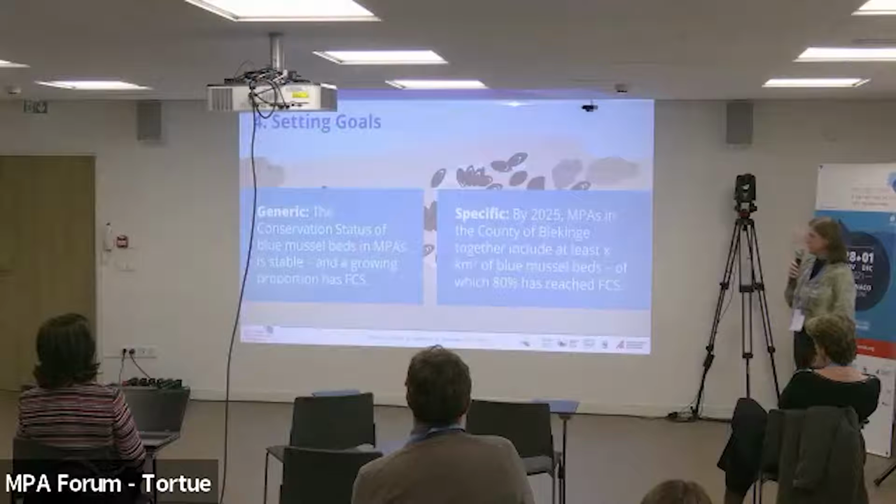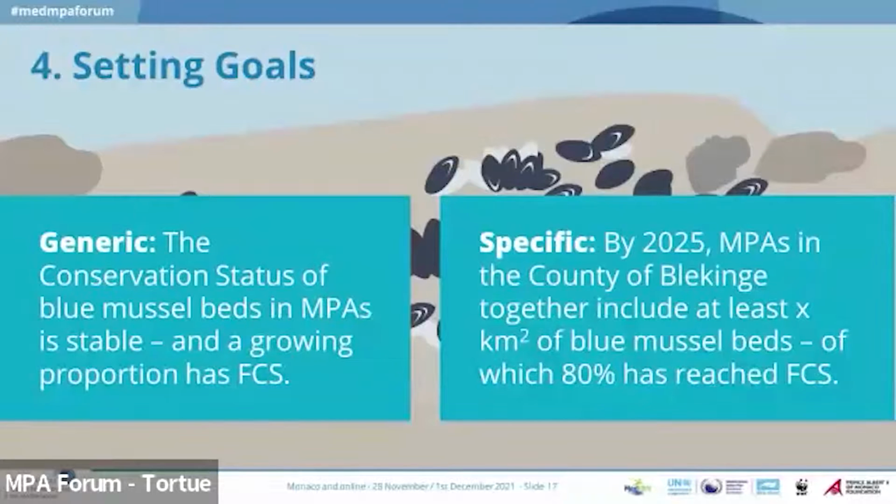So after we had the status, we were then able to go in and set goals for each of the nested targets, and we developed generic goals for the targets that could be applied across the MPAs. And then also each of the regions or the counties could set more specific goals for each of the nested targets, like the example we have here with the blue mussel beds in Blekinge. And you see that there is an X in there, the X square kilometers of blue mussel beds. And this is the piece that's being informed by the protection objectives that I will show you now. So if we go to the next slide, please.